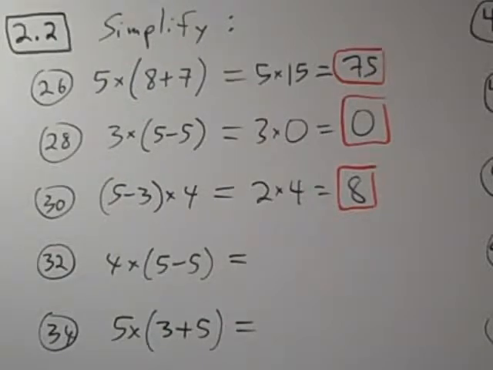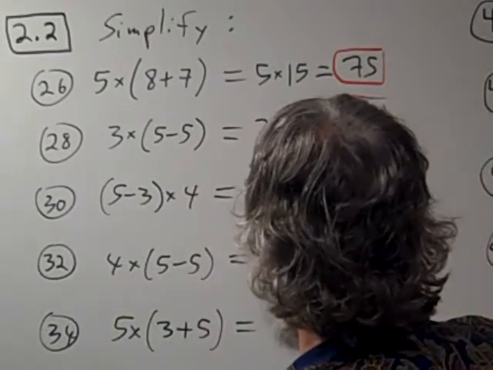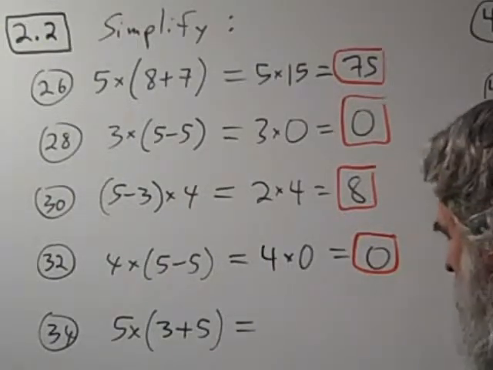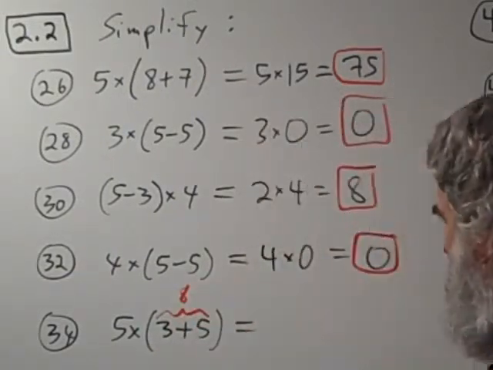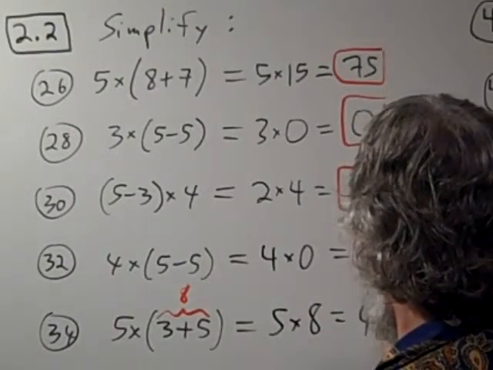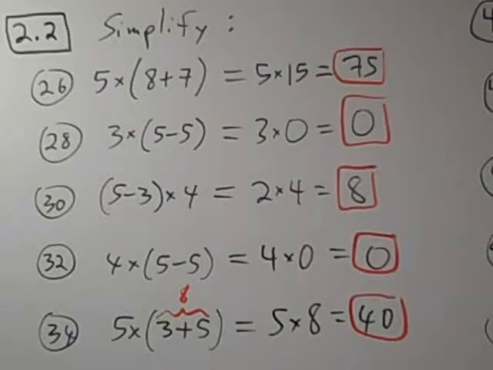This next one is 4 times 5 minus 5. 5 minus 5 is 0, so this is 4 times 0, which is 0. Anything times 0 is 0. This next one is 5 times the quantity 3 plus 5. 3 plus 5 adds up to 8. So 5 times 8 is 40. So that one simplifies to 40.